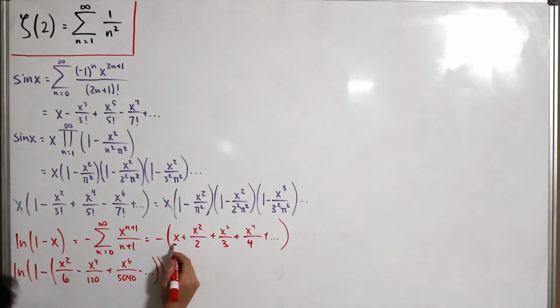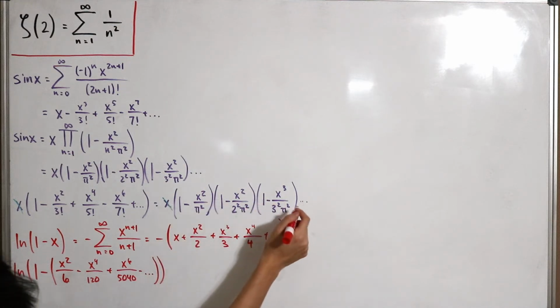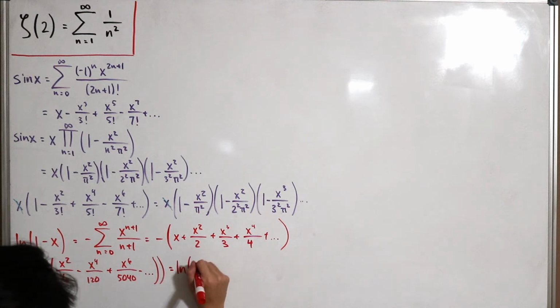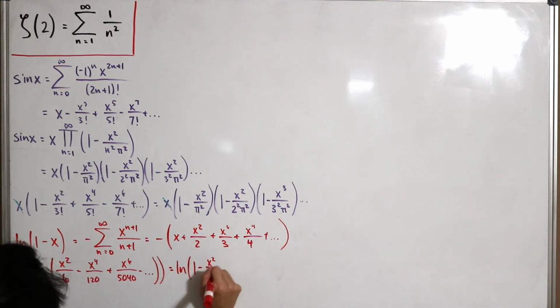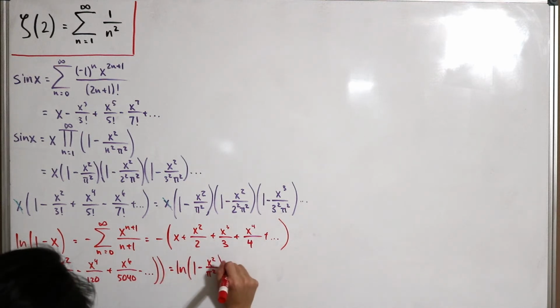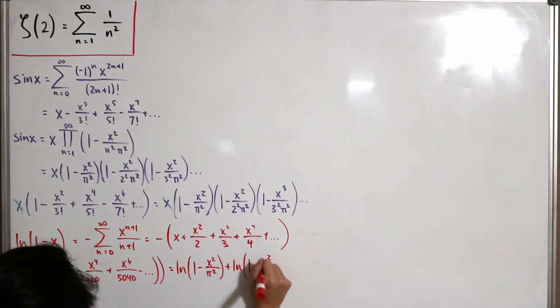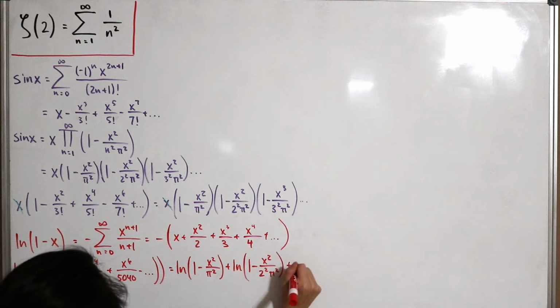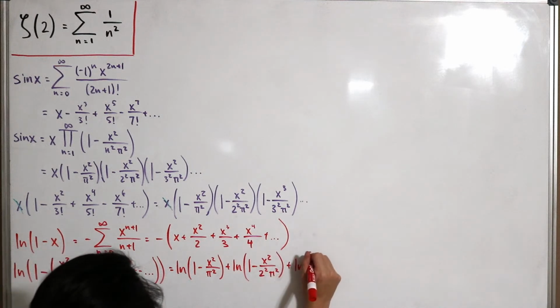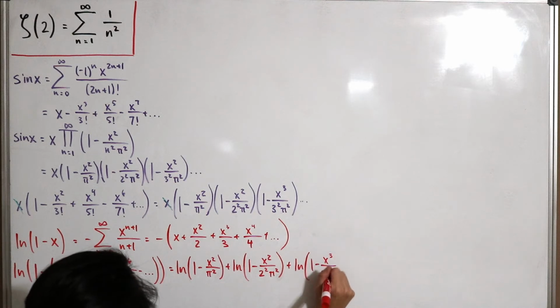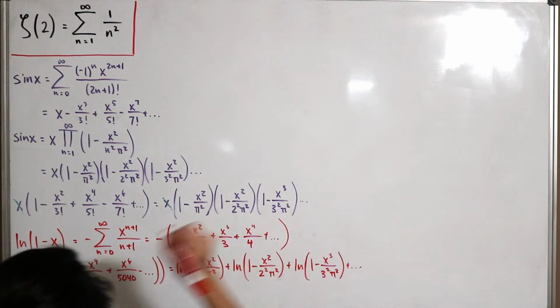Then, using the properties of natural logs from over here, we take the sum, so this is equal to the natural log of 1 subtract x squared divided by pi squared, add the natural log of 1 subtract x squared divided by 2 squared pi squared, add again the natural log of 1 subtract x squared divided by 3 squared pi squared, and keep going so on and so forth.